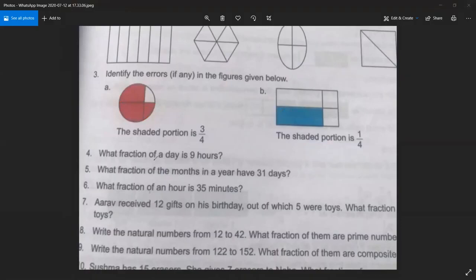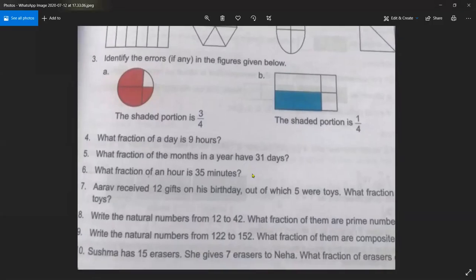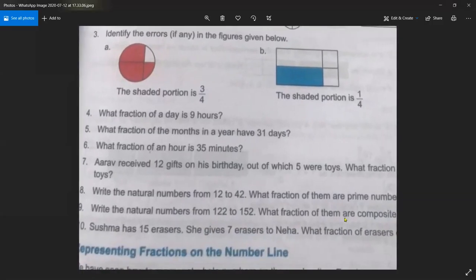Identify the error. The shaded portion is 3 by 4. What is the error? Can you see the error? No, sir. Okay. See, what you need to remember is that the size is not equal. Perfect. The size is not equal.